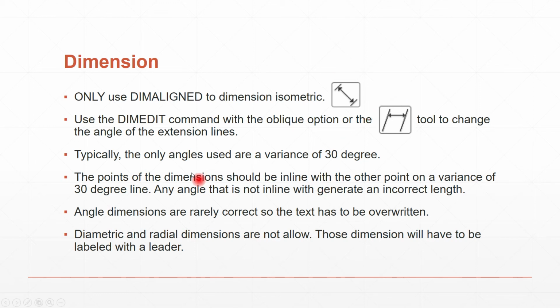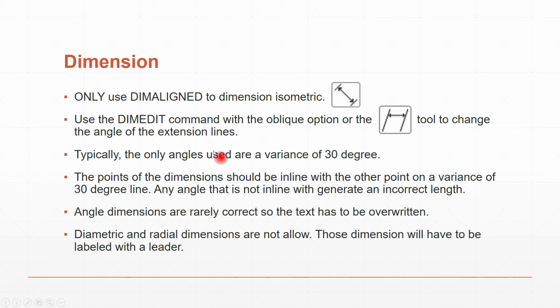Okay, one other thing that we need to take a look at is angle dimensions. When we're dealing with isometrics, they are not correct. That's just going to tell you that if I do an angle on two lines in an isometric view, I'm not expecting to get the correct answer. Those are going to have to be manually overwritten. One of the last rules here is that diametric and radius dimensions are not allowed when we're doing these. We're going to have to create those dimensions manually with leaders.